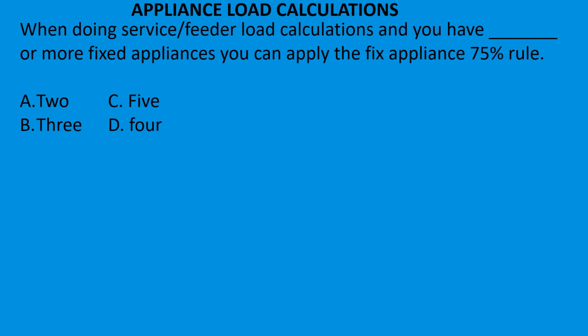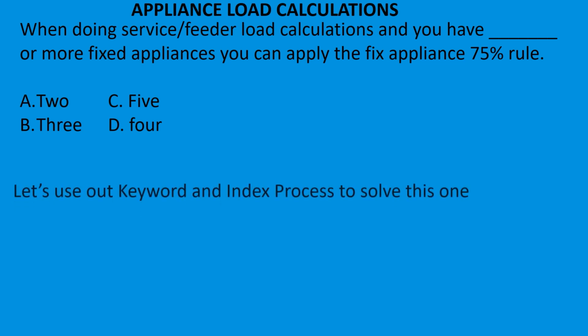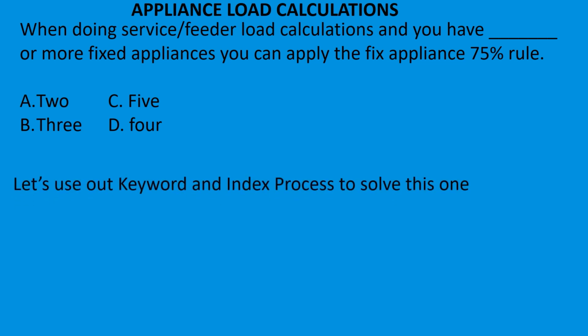When doing service and feeder load calculations, and you have blank or more fixed appliances, you can apply the fixed appliance 75% rule. So let's go ahead and use our keyword and index process to solve this one. Depending on what year in the code book you're in, you may use a little bit different keyword and index process than what we're getting ready to show, but it's the same principle and you can use the same method. So let's jump into it.